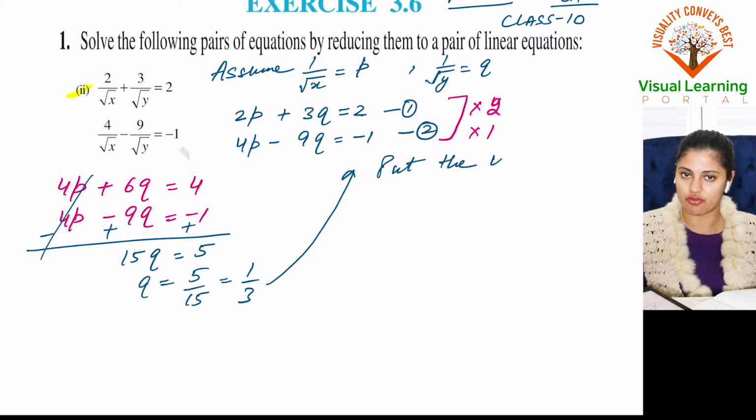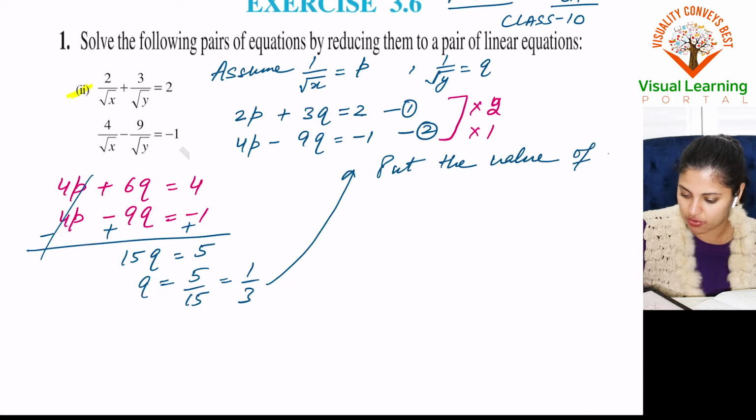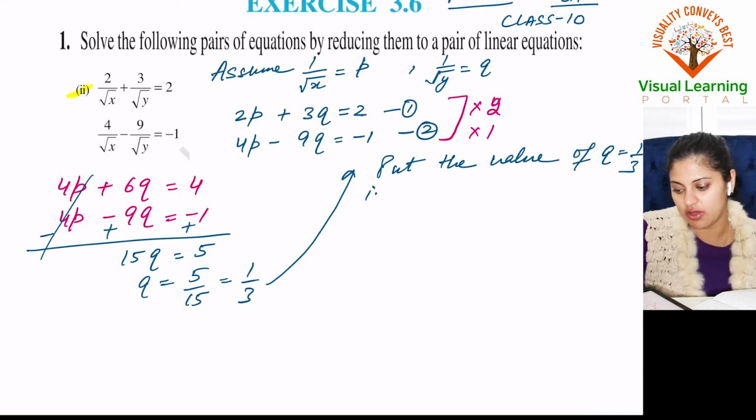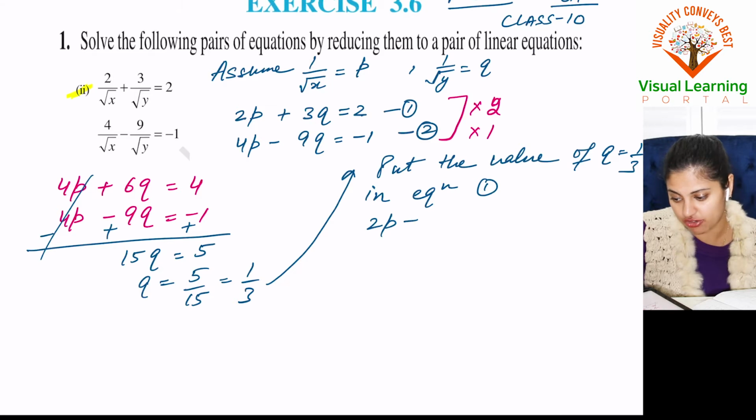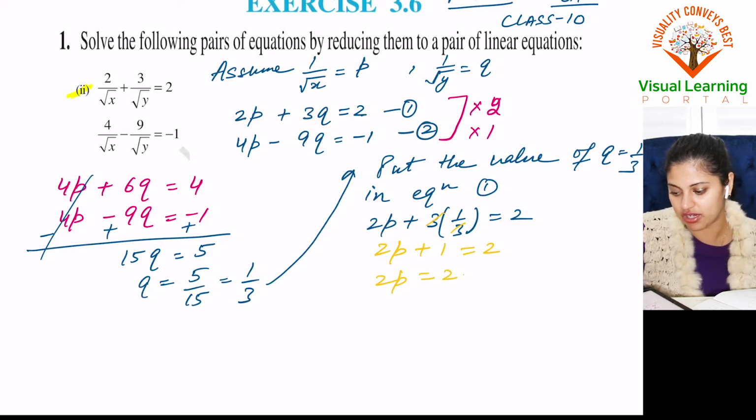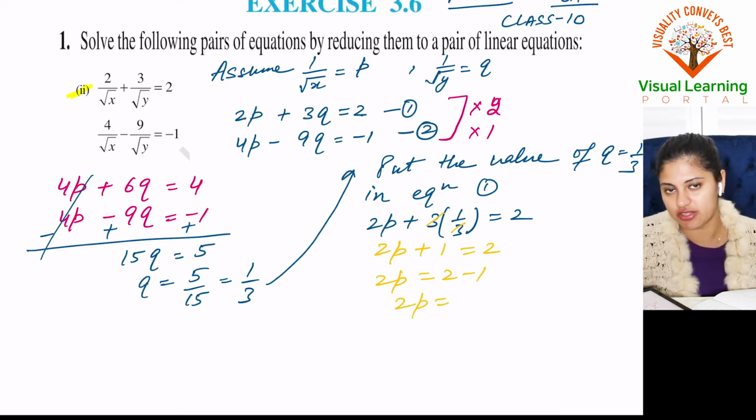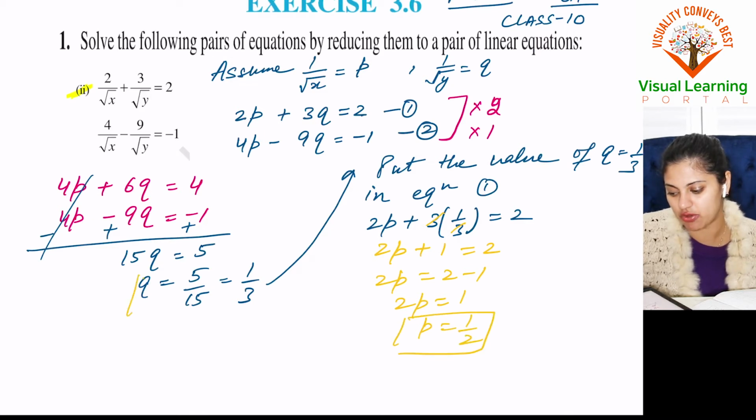What's the next step? Put the value of q in the above equation, any equation. So I'm going to put the value of q, which is equal to 1 by 3, in equation number 1, as that seems a bit easy. So I'm going to write 2p plus 3 into 1 by 3 is equal to 2. The 3 will cancel out, you're going to get 1, so 2p plus 1 is equal to 2. So 2p is equal to 2 take away 1. When you take 1 to the other side of the equal sign, it becomes minus 1. So 2p is equal to 1. p will be equal to 1 by 2.